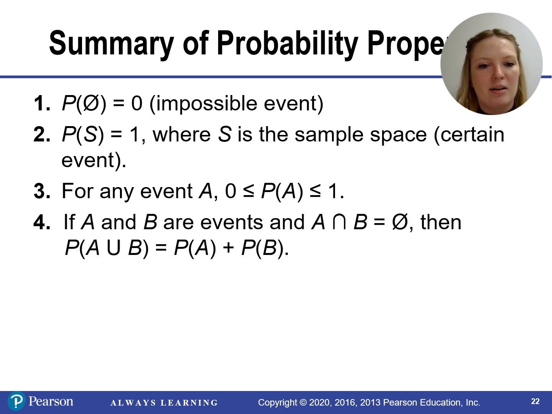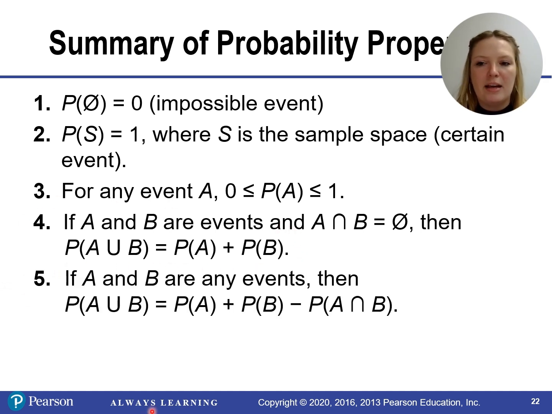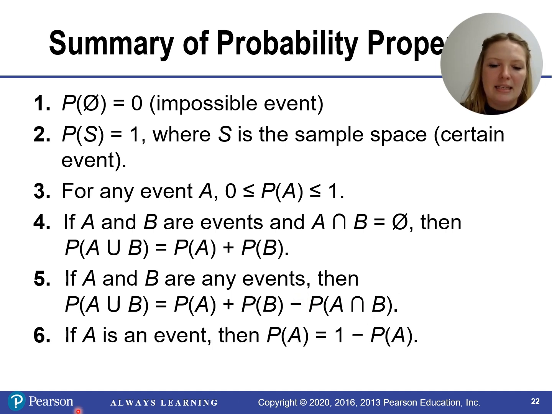If A and B are events and they're disjoint, meaning their overlap is empty, then the probability of their union is just the sum of the two probabilities. If they are not mutually exclusive events, if they are any events, then the probability of the union is the sum of the two probabilities minus the probability of the intersection. And if A is an event, then the probability of A is equal to 1 minus the probability of A complement. This should be A complement here. There we go.